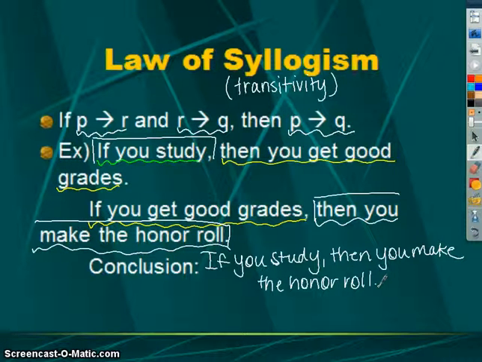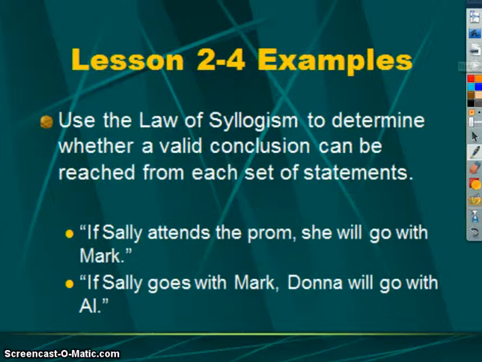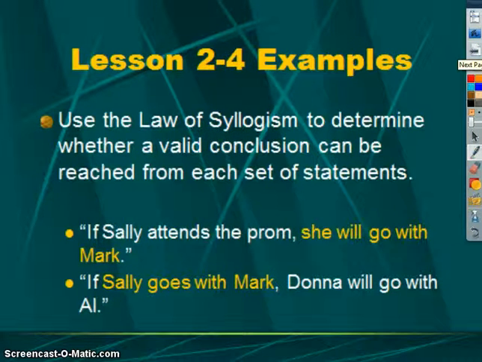All right, so now I just have several more examples just to kind of illustrate this a little bit more. So here is the first one. It says, use the law of syllogism to determine whether a valid conclusion can be reached from each set of statements. All right, so this one says use law of syllogism, so we know we're kind of looking for that transitive relationship. It says, if Sally attends the prom, she will go with Mark. Second statement, if Sally goes with Mark, Donna will go with Al. So if we compare this, see that part that they have in common?